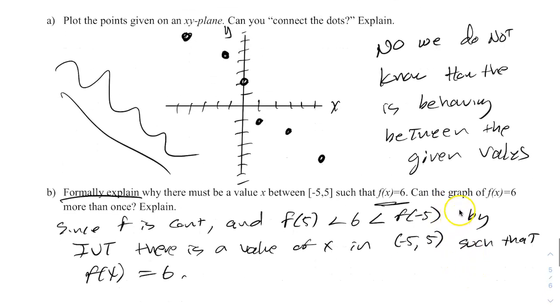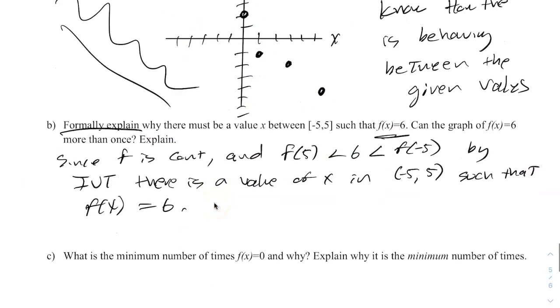Now, the second part: can the graph of f of x equal 6 more than once? Yeah. Remember, we don't know what happens in between these values. For all we know, it's constantly going up and down. So, yes, because that's still the function. The graph of f of x can equal 6 more than once.